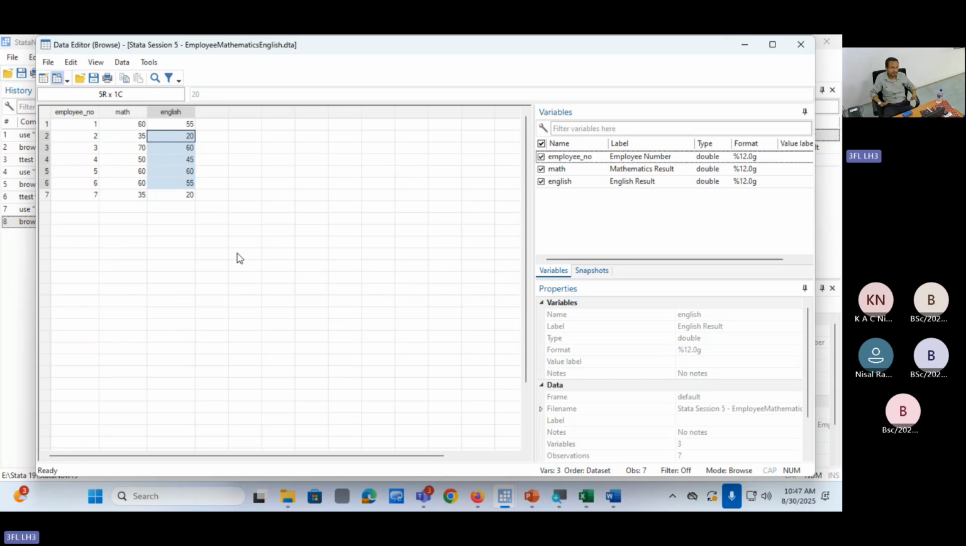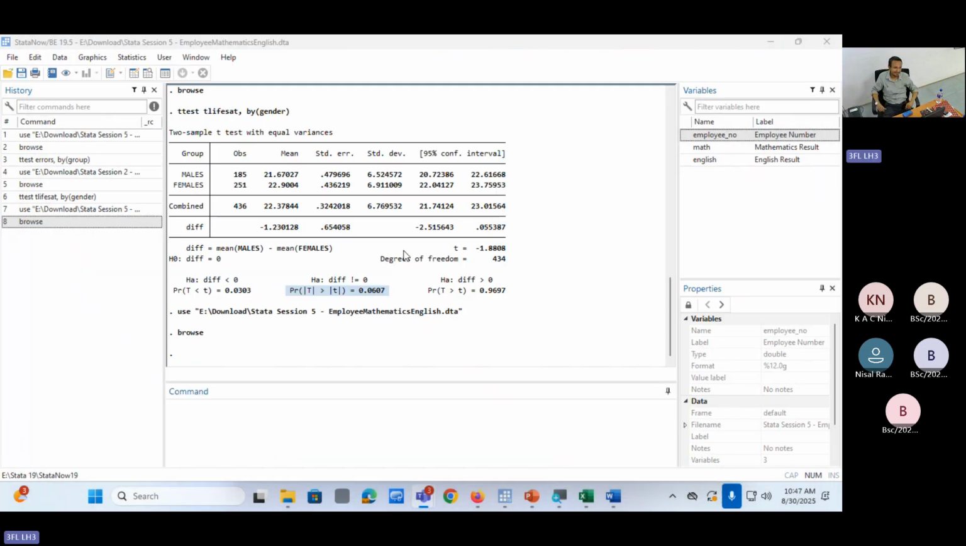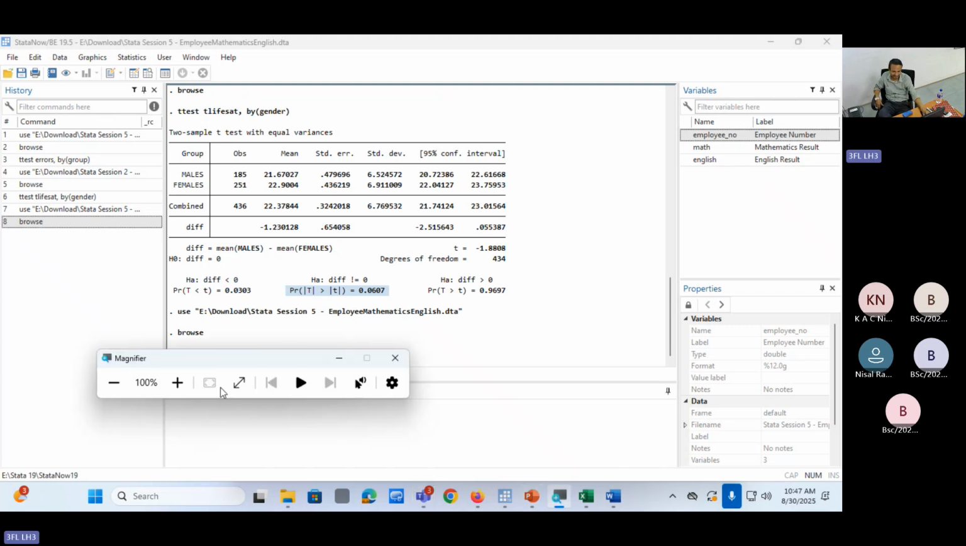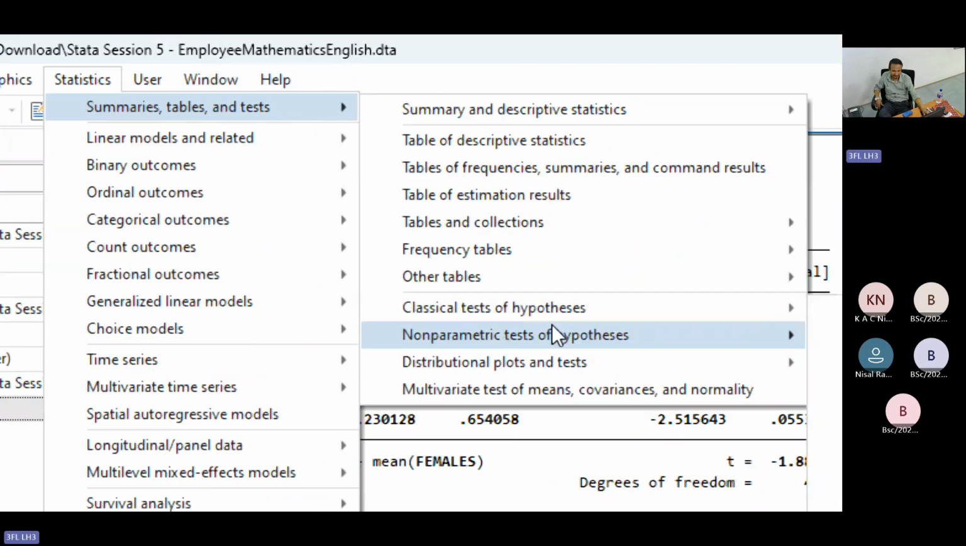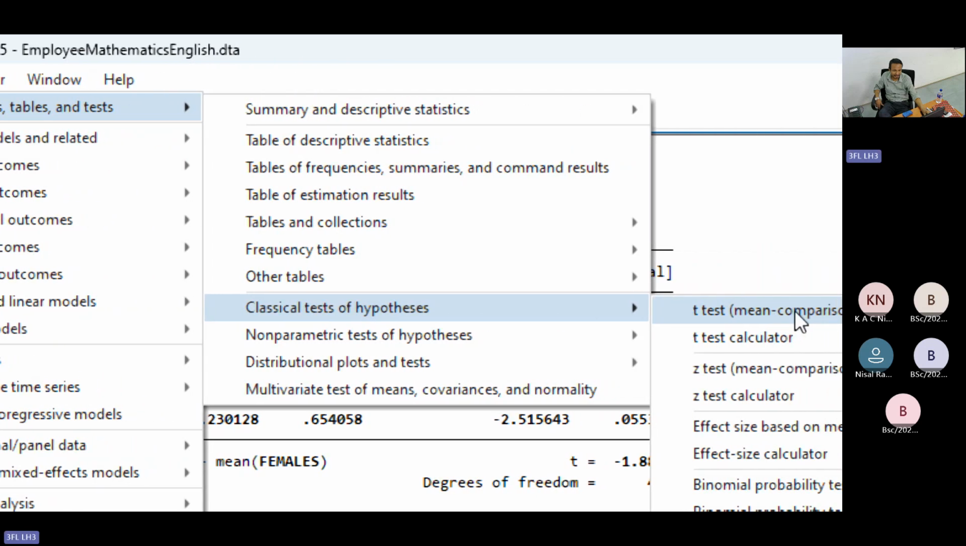Now to check this, we need to perform what? A paired sample test, which is also known as a dependent sample test. Right, we'll see how to do that in the same path. How can you do that? So let me show you. You go to statistics, summary, table and test, classical test of hypothesis, same path. Then go to t-test, mean comparison. Almost the same path.